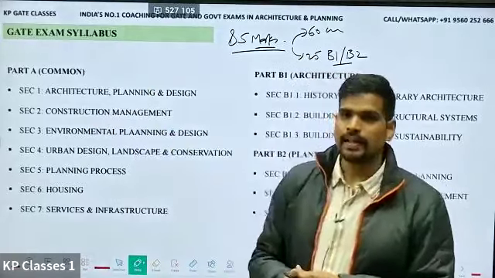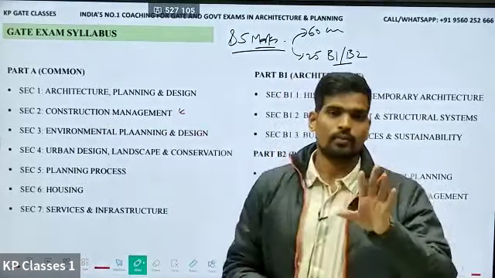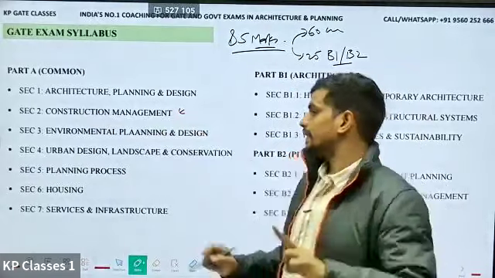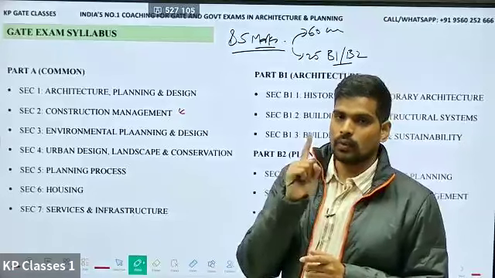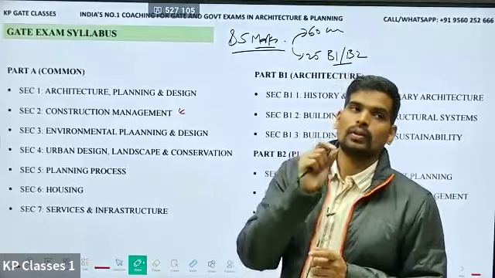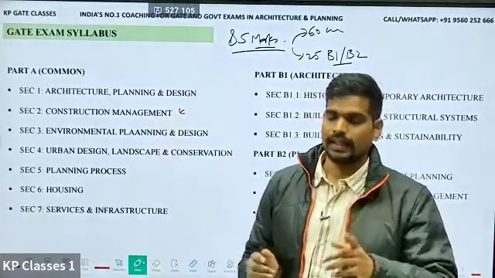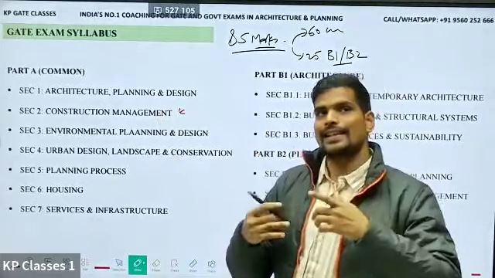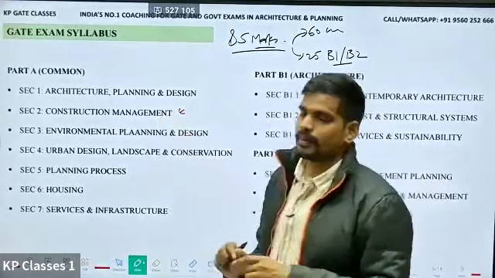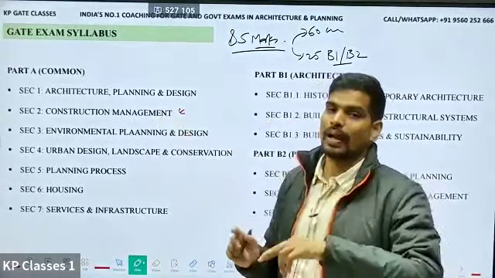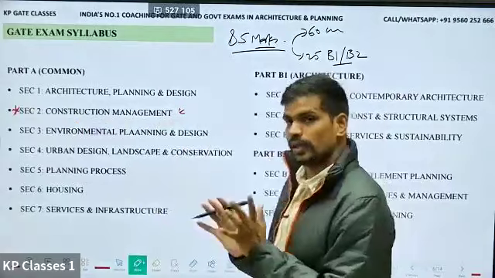Section 2 is construction management. This second section covers two major topics which are very important from a numerical point of view. One is estimation and valuation, the second is construction management. Let me tell you, in the last 10 years, you will not find even one single GATE paper where you don't have a numerical from construction management. It's a very important topic. Even estimation is the same thing. Every year, at least, I'm telling at least because there can sometimes be more than one numerical, there is at least one numerical from construction management and at least one numerical from estimation and valuation. Both are in the same section. So section 2 is very important from a numerical point of view, particularly in the GATE paper.